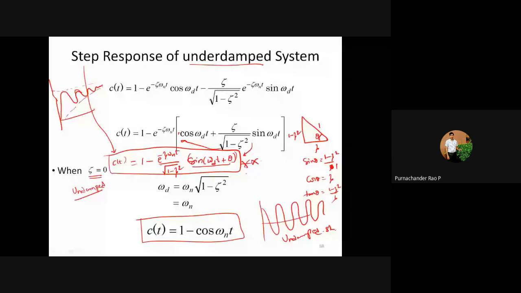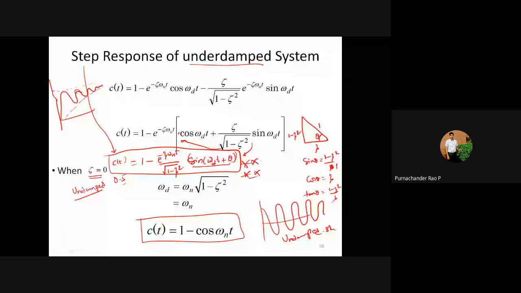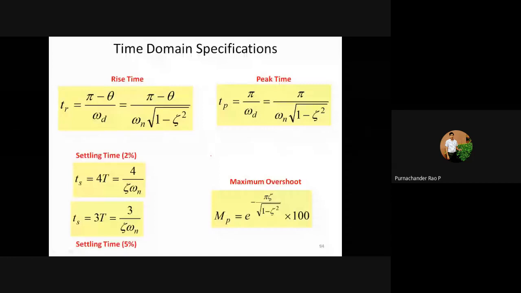Because for the delay time, you will need to take C of t is equal to 0.5. Then you need to find out the time td. If you take 1, so 1 minus 1 is equal to 0, you need to get the values of tp like that. So just go through the text for the derivation, definitely you will get the definition for these time domain specifications. It is a very, very important topic.